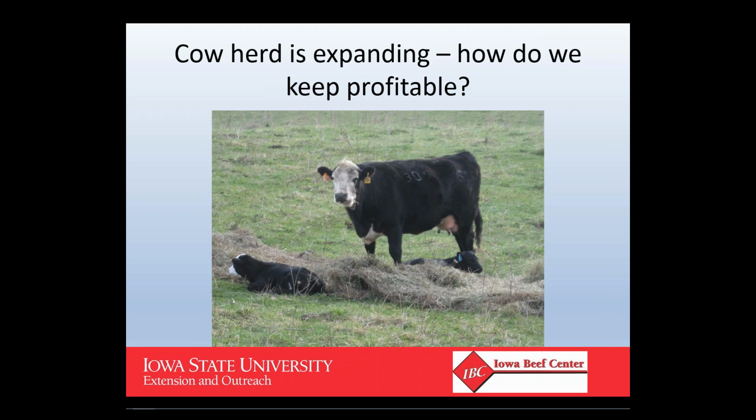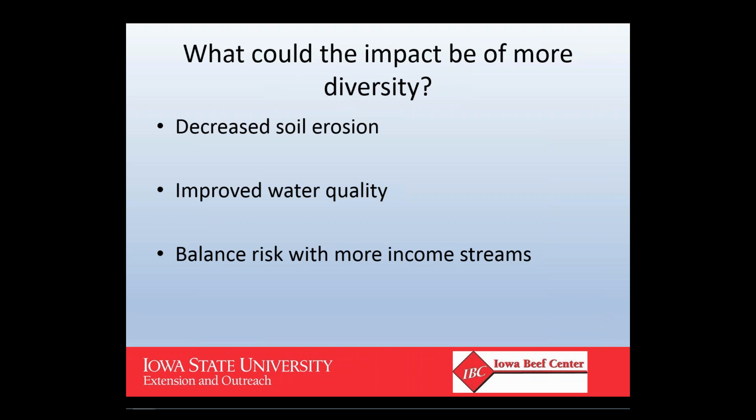I don't know if any of us feel that way, but the point is somehow it does have to make money no matter which one of these choices you make, and all of them could. There's a lot of different ways to do things. And then there's a lot of impact if we had more diversity. Certainly we could decrease soil erosion. I think we could improve water quality and balance risk with more income streams. All those are important if we had more diversity.